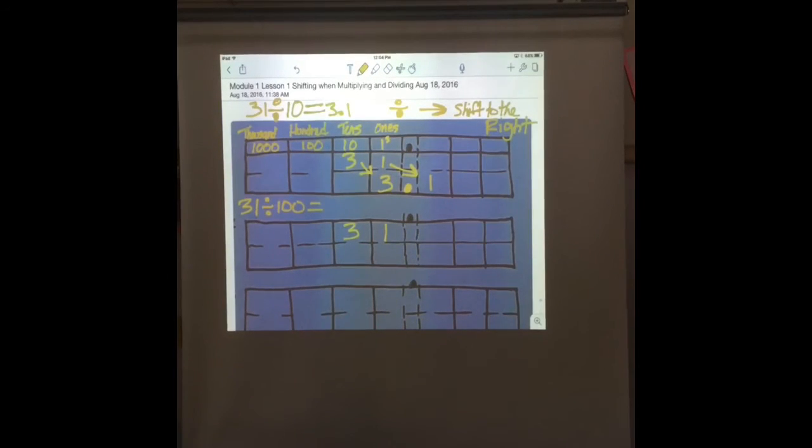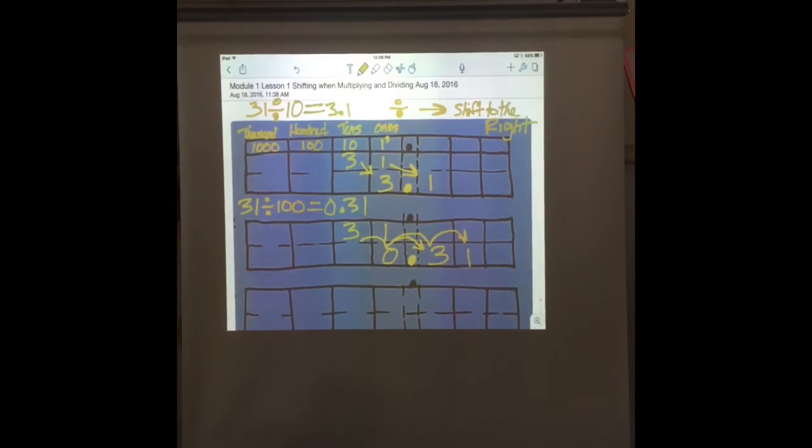Yes. So I'm going to go 1, 2, right? And I'm going to put my 1 here. And then I'm going to go 1, 2, and I'm going to put my 3 here. What do I need to do that's really important? Put a decimal here. And since we have nothing in the ones category, I have to put my 0 there, okay? And that's called 0.31, or 31 hundredths. And we write our answer like this. Okay?